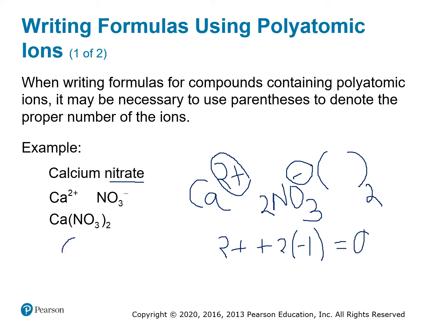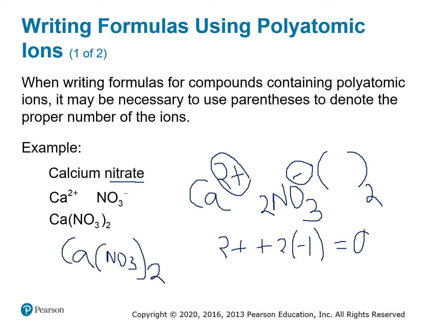I will write my formula as Ca, and I'll put the polyatomic ion. Nitrate, remember, is one thing. That is why NO3 is one entity, nitrate, and that's why it's in the parentheses. And I just showed you that there are 2 nitrates, so that's why I put the 2 at the bottom.